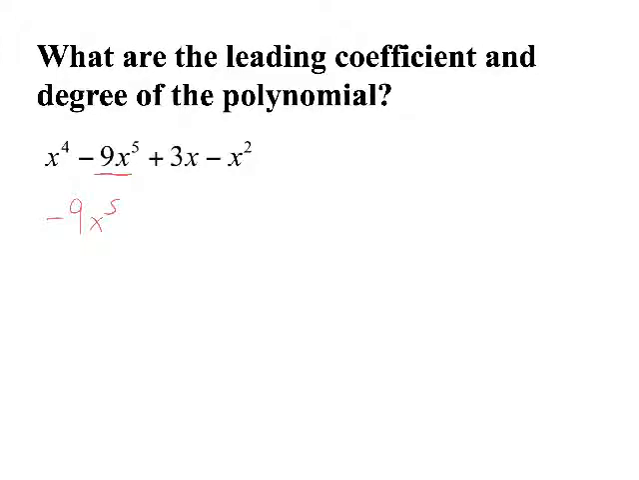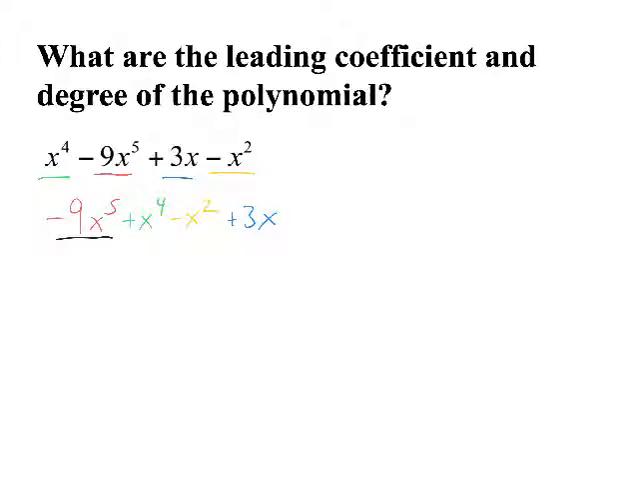Then we want to go to the subsequent lower powers one by one. So the next one would be x to the fourth, so it would be a plus x to the fourth. Alright, then we have this minus x squared, and then lastly we have the plus 3x. But all you really care about when you are looking for the lead coefficient and degree is this first piece. The first piece is what you're looking at.